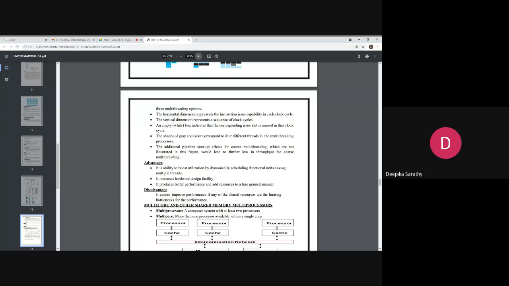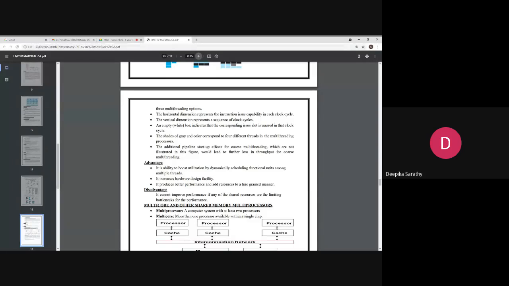Among the multiple threads, it increases the hardware design facility. This will provide better performance and add resources in a fine-grained manner. This provides better performance because I'm using all the threads in a single clock cycle. The next disadvantage is that it cannot improve the performance if any shared resource is a limiting bottleneck for the performance.